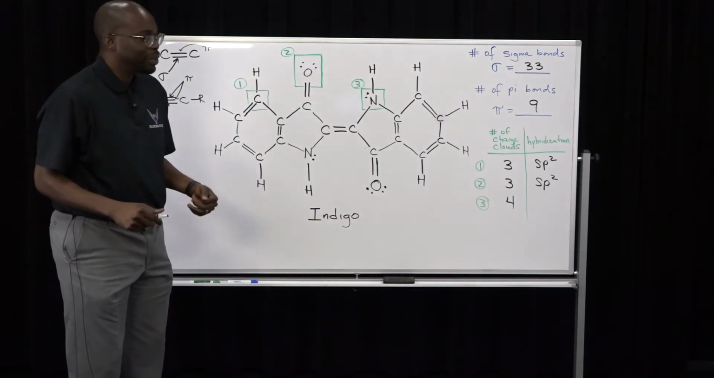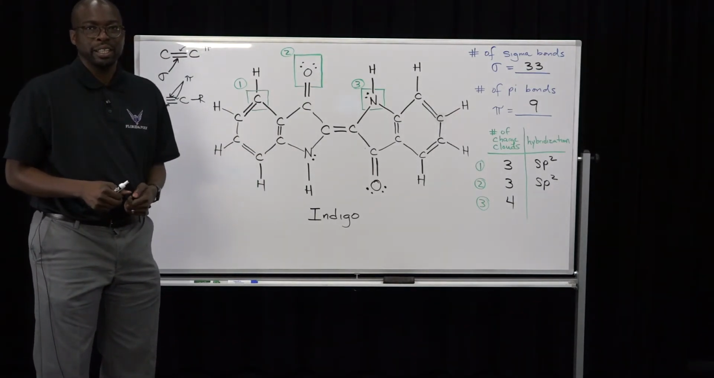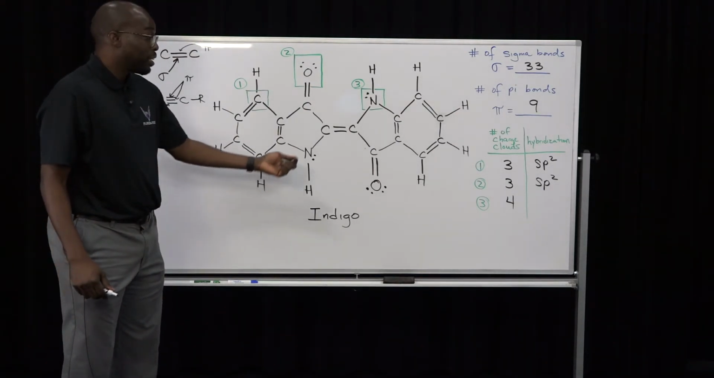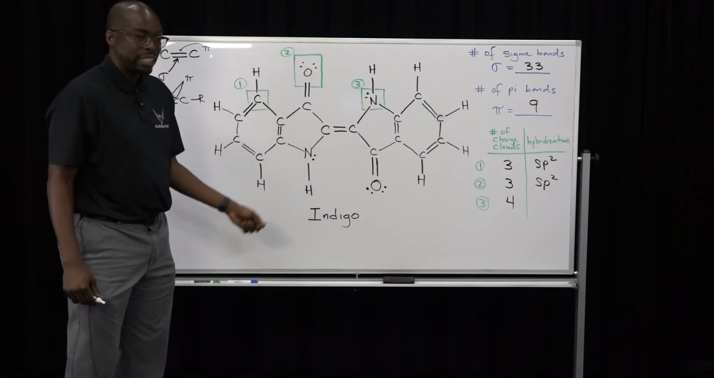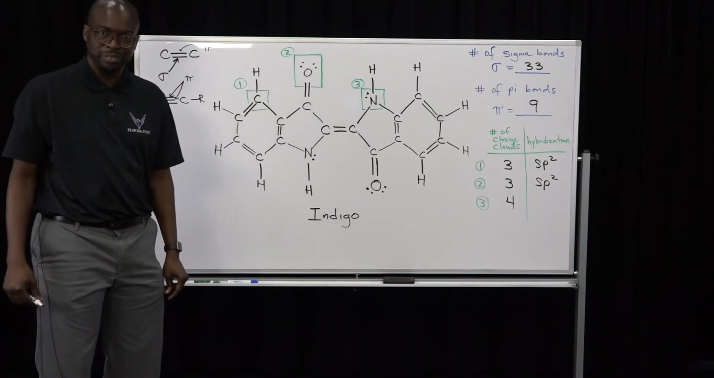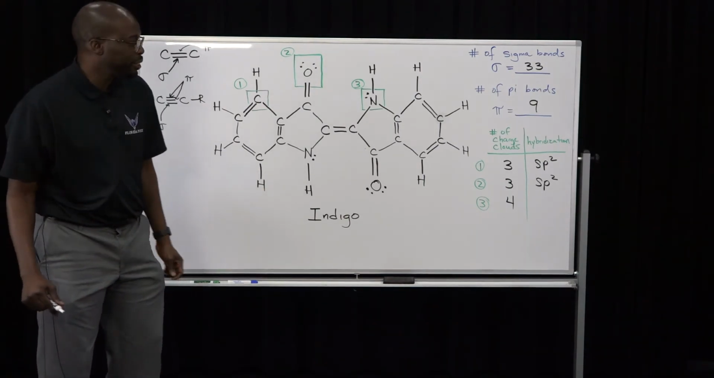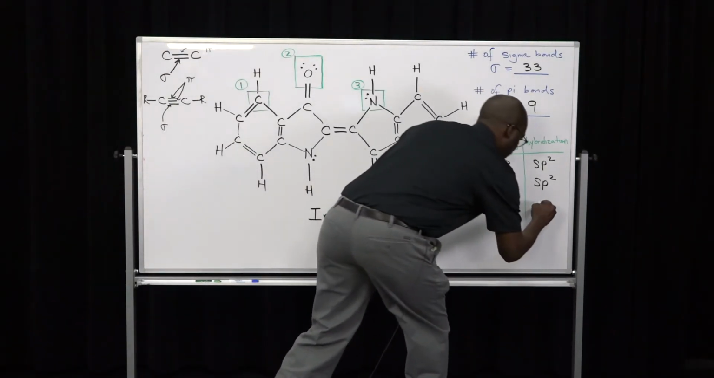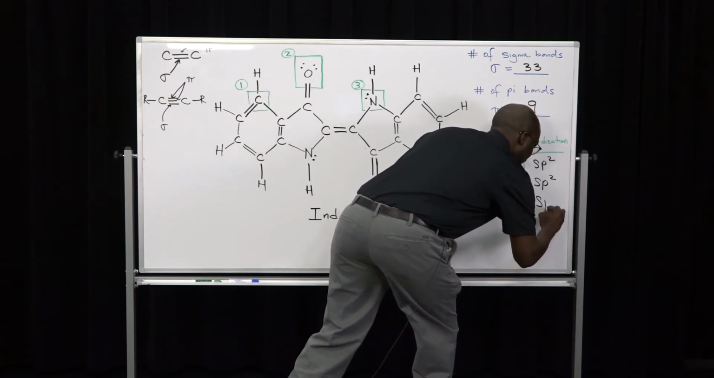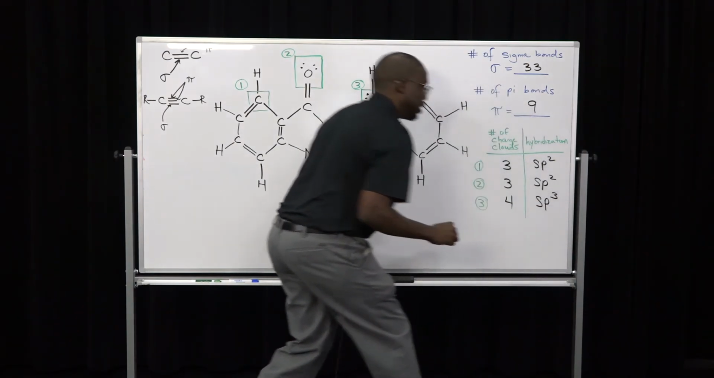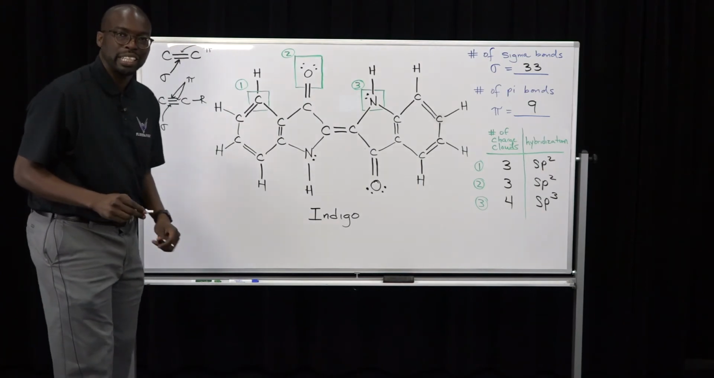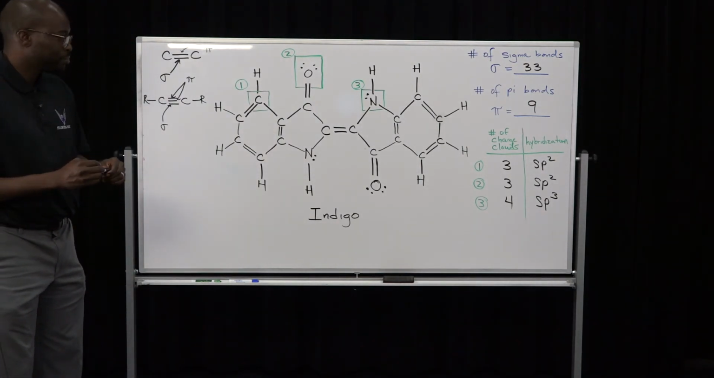Okay? Anytime that we have a 4 charge cloud case, that means the electronic geometry or the structure ends up being tetrahedral. Okay? And the hybridization associated with the tetrahedral structure is sp3 hybridization. sp3 hybridization.